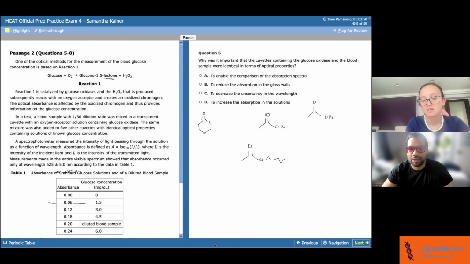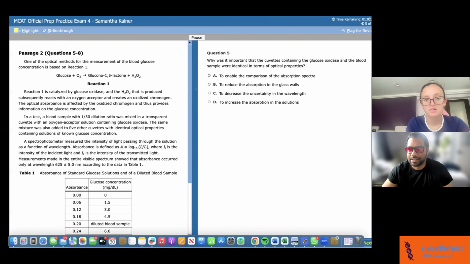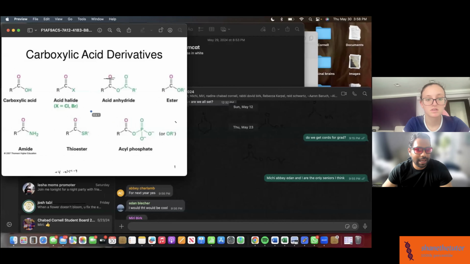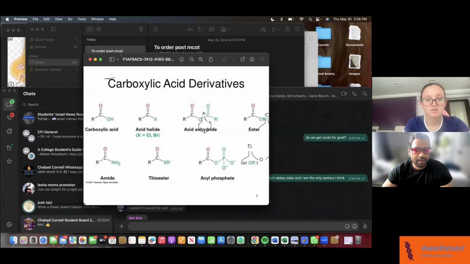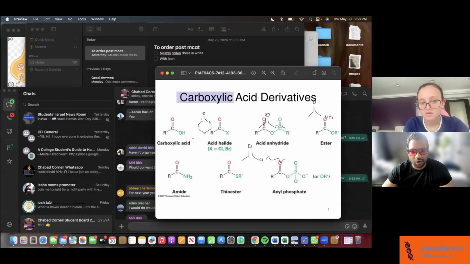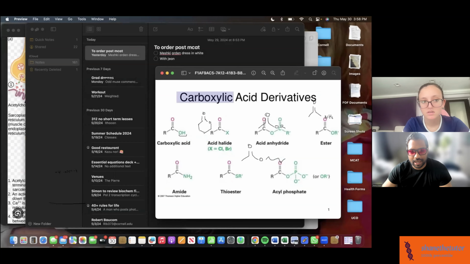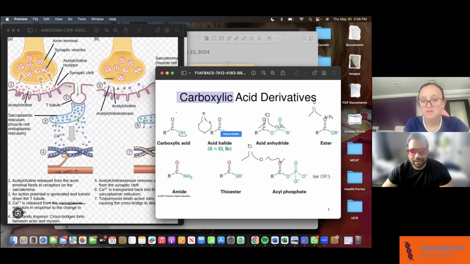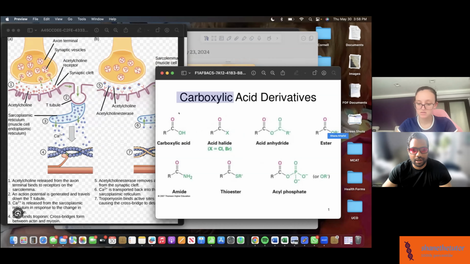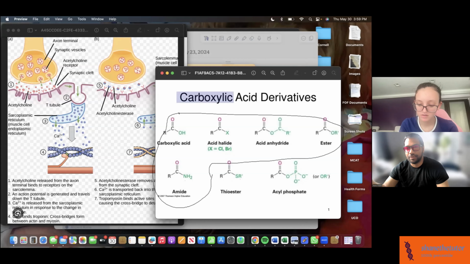In the chat I put a little image about the different carboxylic acid derivatives. You see how they all have the carbonyl group, right? If the thing attached to it is an OH, aka COOH, that's a carboxylic acid. You could have an acid halide, an acid anhydride like this, an ester here, an amide. Thioester doesn't really come up, and phosphate doesn't really come up too much, but you definitely need to know ester and amide. And in addition, of course, aldehyde and ketone.